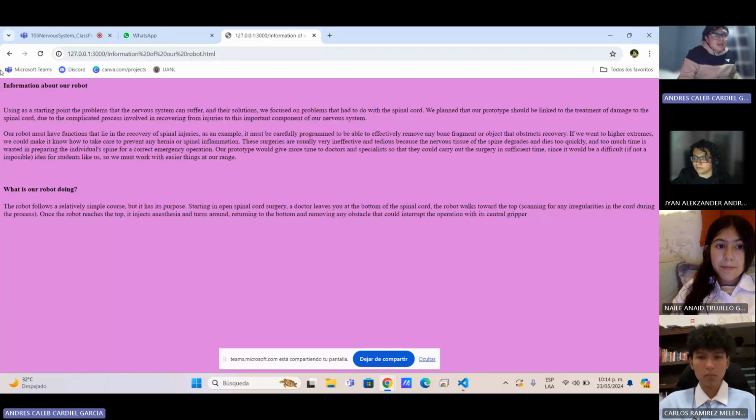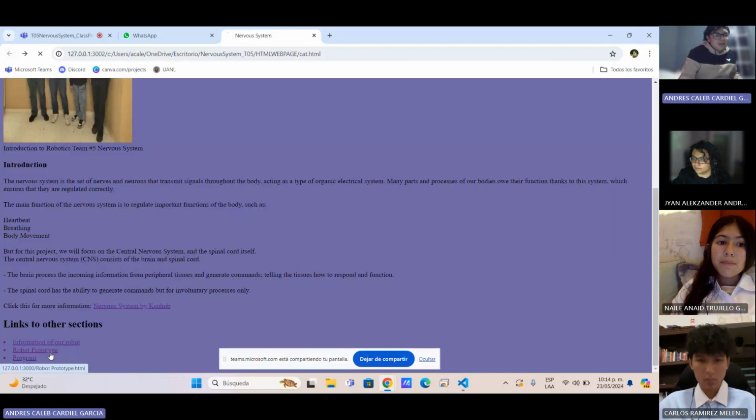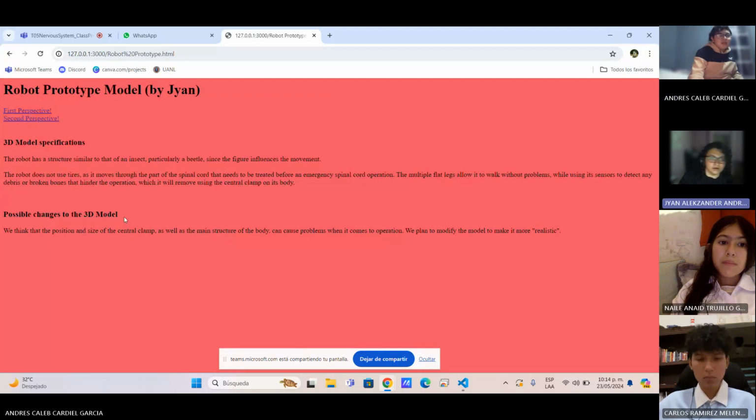Okay, now it's time for the robot prototype. The robot has a structure similar to an insect, particularly a beetle, since the figure influences the movement. The robot does not use tires as it moves through the parts of the spinal cord that need to be treated before an emergency spinal cord operation. The multiple flat legs allow it to walk without problems, while using its sensors to detect any debris or broken bones that hinder the operation, which it will remove using the central clamp on its body.